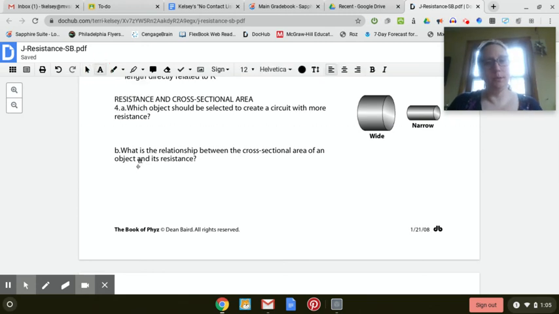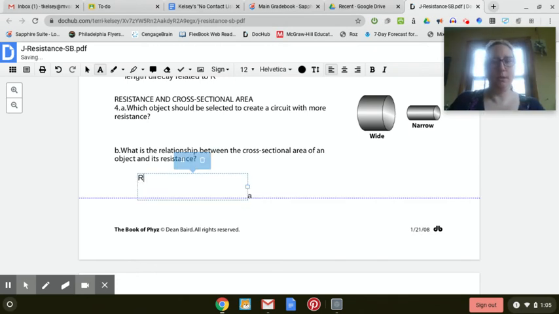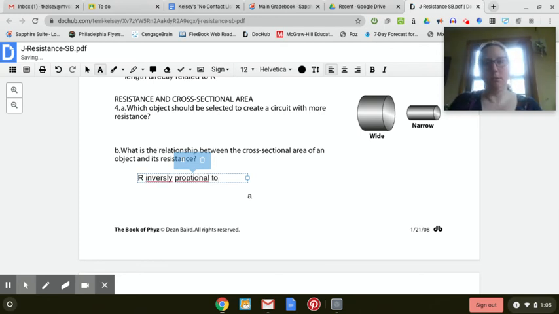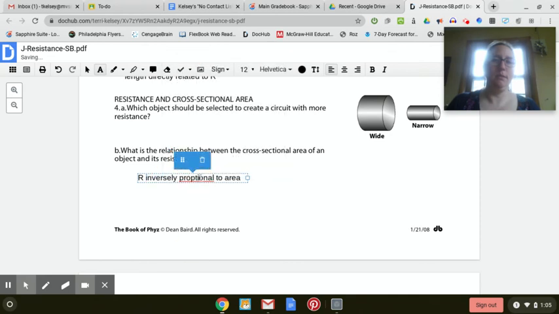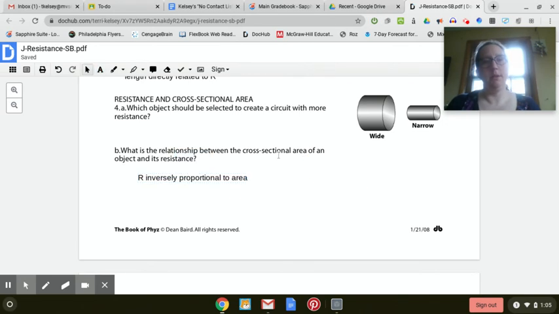So what is the relationship between resistance and the cross-sectional area of an object? So resistance is inversely proportional to area. Let me fix all my spelling errors here. And that's cross-sectional area, okay? All right, moving on to the next page.